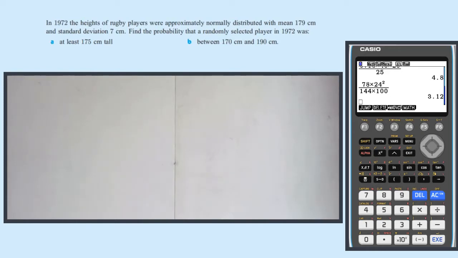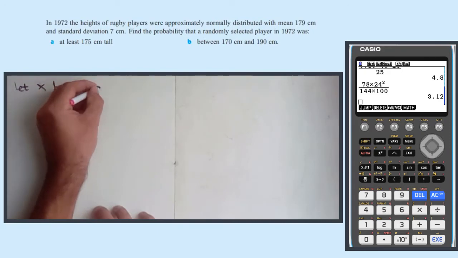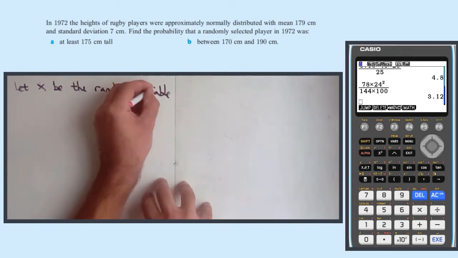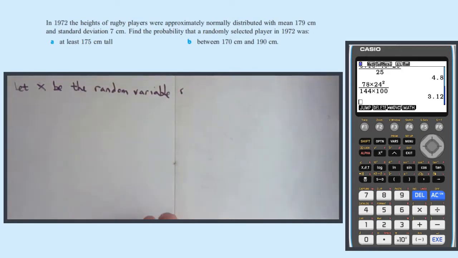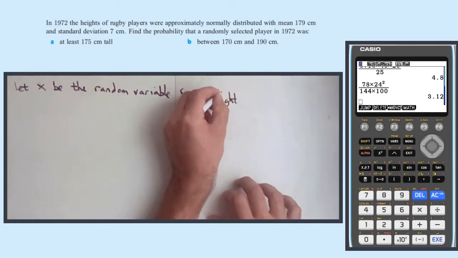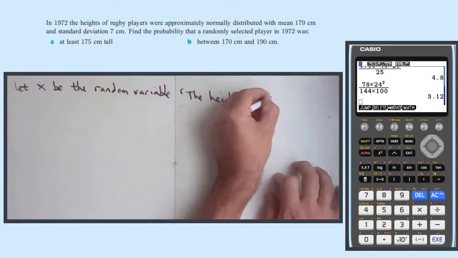I'll show you a formal approach. I'll define a random variable and I will illustrate it. You probably would get away with just an answer if you get it right, but it's good to show you how to do things properly, I think. So I'm going to say let x be the random variable. So the random variable is the height of a rugby player. You don't need to go too overboard as in writing in 1972, I wouldn't worry about that.